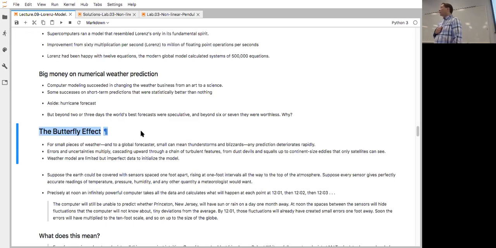How many devices do we have in this room that can take sensor measurements? I got one. Anyone else got one of these things? Okay. These things have accelerometers and pressure meters and a whole bunch of things. You can imagine having one of these things spread out. Let's spread them all over the Earth so that these sensors, Internet of Things, are spaced 1 foot apart. And they're everywhere in the atmosphere. They're rising at 1 foot intervals all the way to the top of the atmosphere.